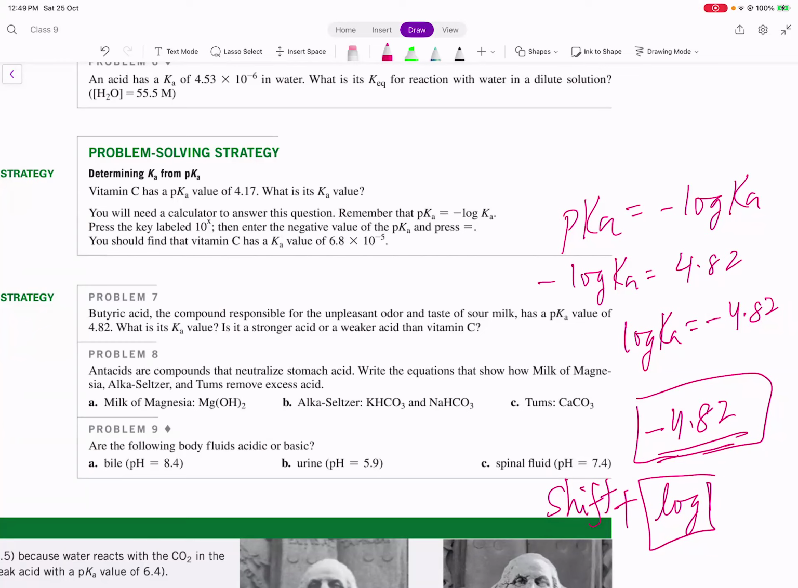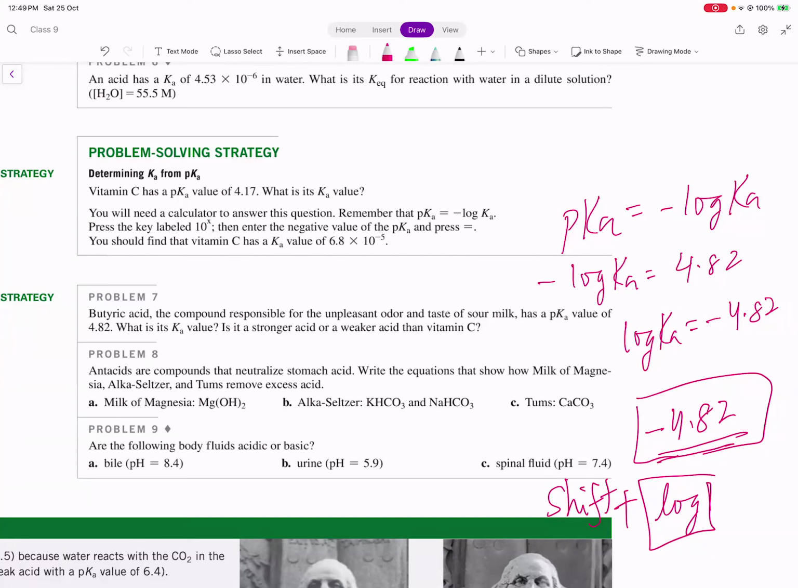So I got 0.683. No, that is incorrect. What is written in front of the log button, above the log button in your calculator? 10 to the power x. Yes. So if you first type minus 4.82 and then press shift and then press that log button, you should get something else. You should get 1.5 into 10 to power minus 5.